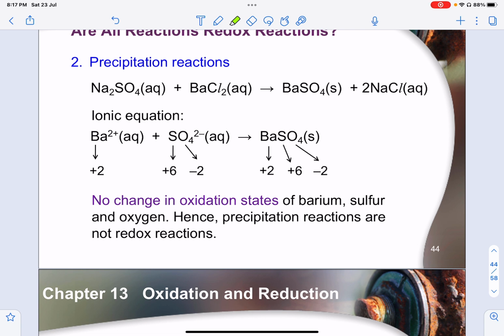Precipitation is another one. There is no change in oxidation state, and therefore precipitation reactions are also not redox reactions.